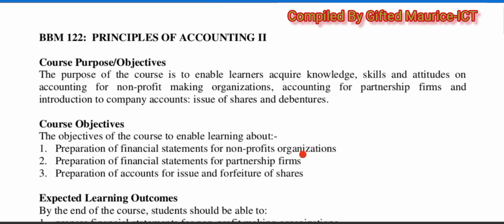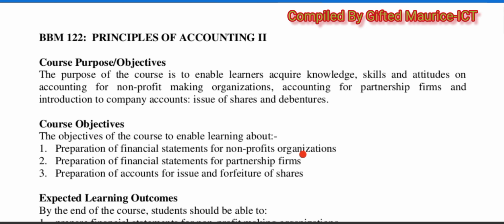Number two learning objective is to enable learning about the preparation of financial statements of partnership firms. As another form of business organization, we have the partnerships. So our aim is to achieve that objective of preparing financial statements of these kind of organizations.